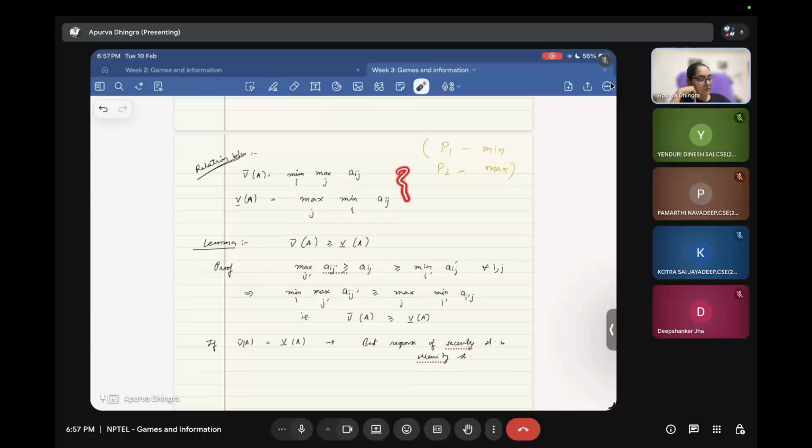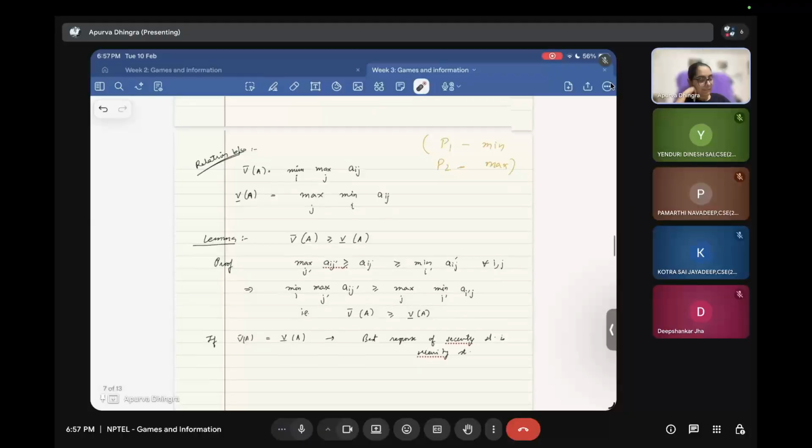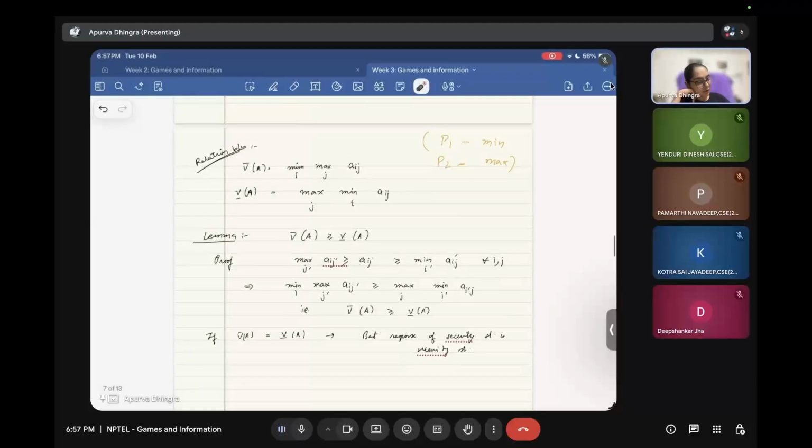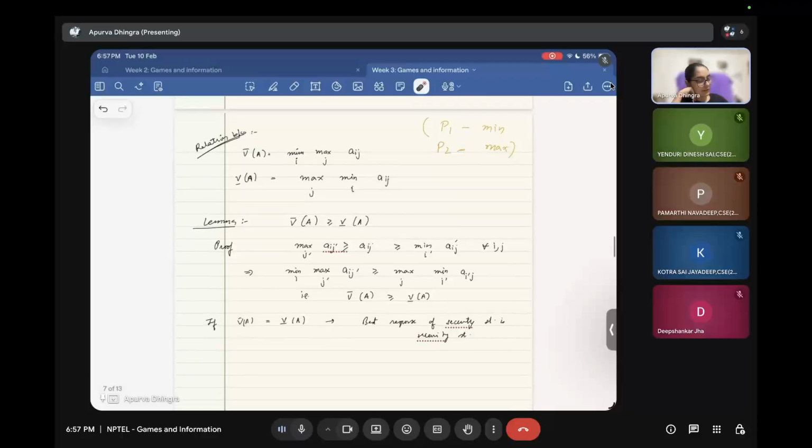So now there's a lemma which compares these two. What can we say about these two cases? And it says that the security level of player 1 is always greater than or equal to the security level of player 2. And this is more of a property of the utility matrix itself. And this is how they went about the proof.